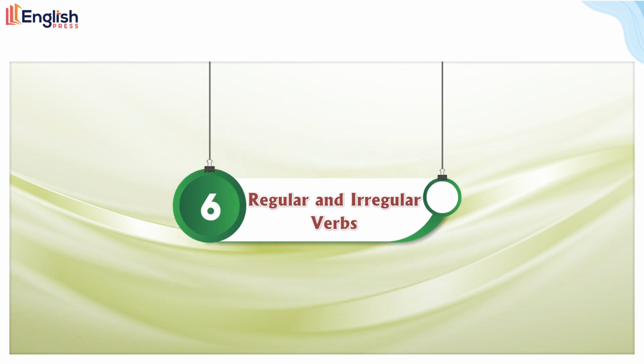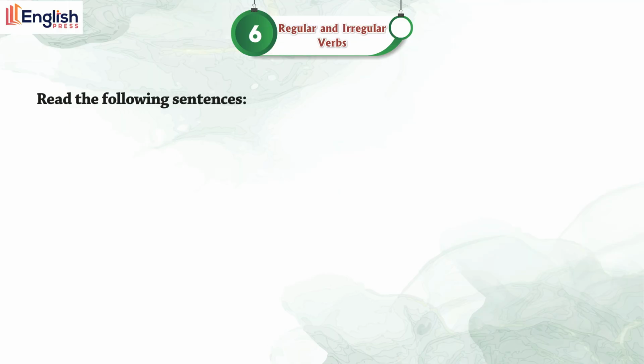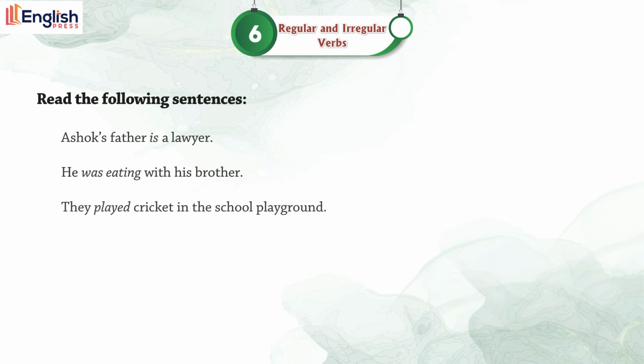Chapter 6. Regular and Irregular Verbs. Read the sentences below. Ashok's father is a lawyer. He was eating with his brother. They played cricket in the school playground.